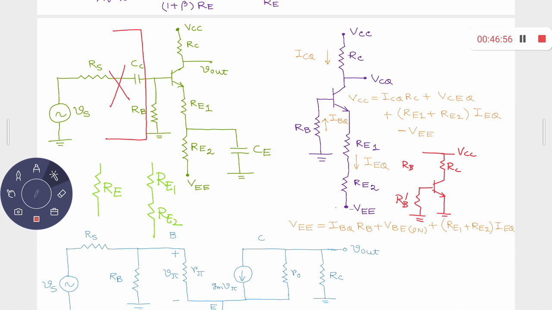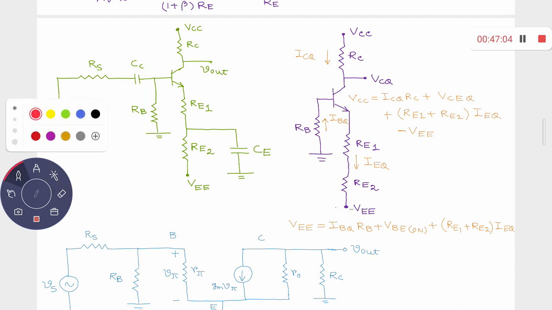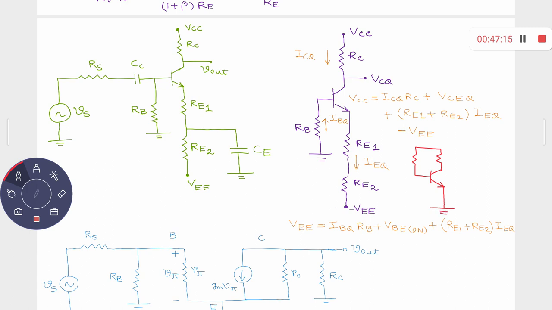Yes, we have seen this type of biasing. We have also seen this kind of biasing. Right, we have seen all these three types of biasing. Fixed bias. Rather, you have also seen this type of biasing.